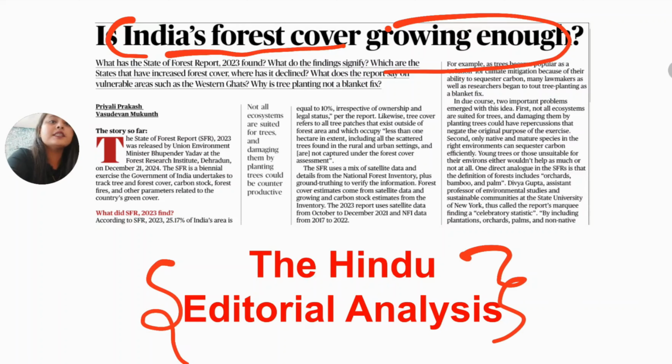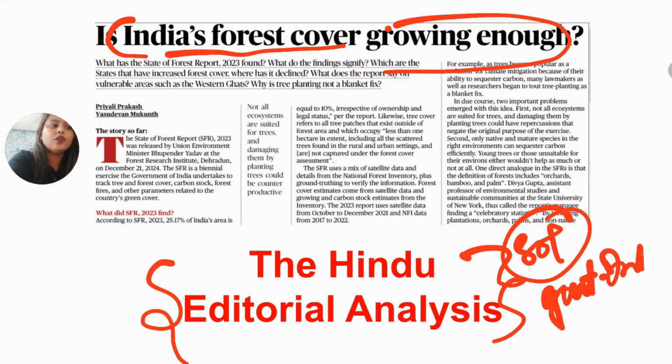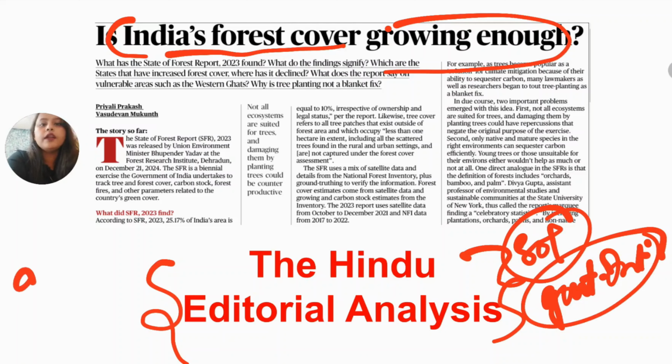So we'll analyze this particular topic, considering also if we have any solutions, what are the government initiatives, and also what is the global relevance of this particular topic, and we'll see how it is important and how we can use this particular topic in different aspects of our UPSC.